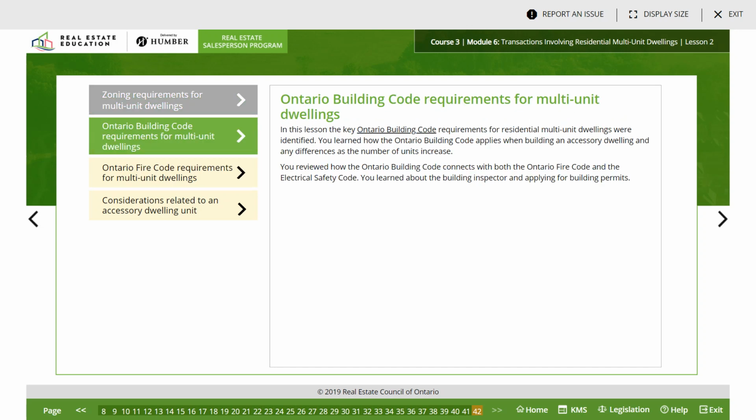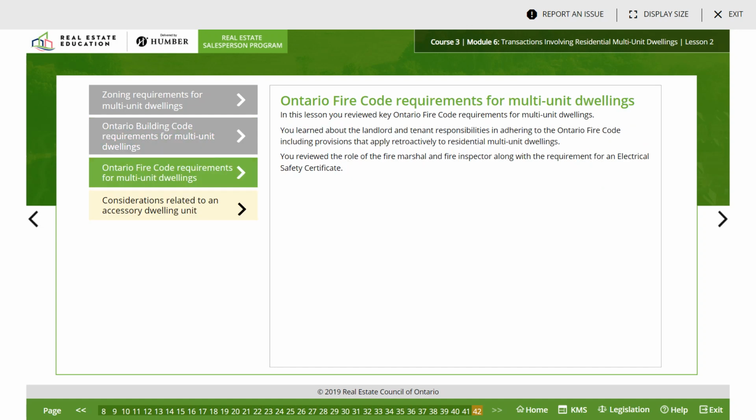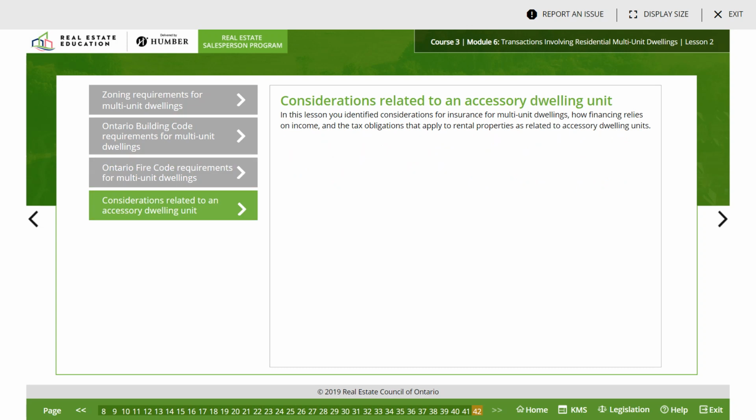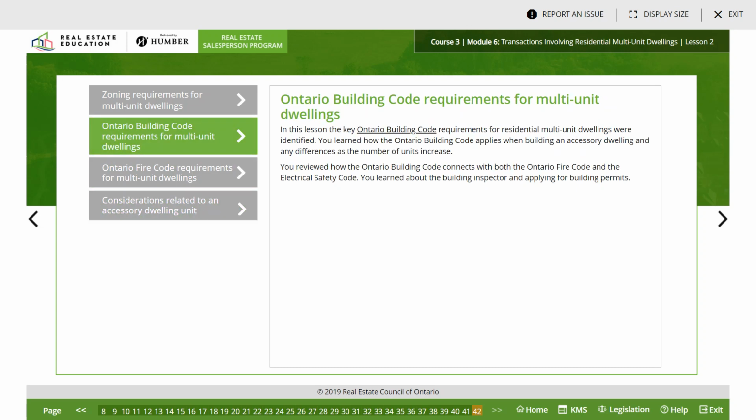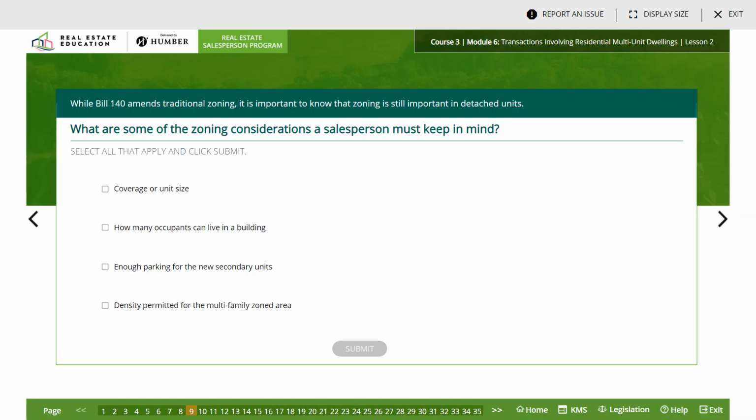The Ontario Building Code requirements for multi-unit dwellings. The key Ontario Building Code requirements for residential multi-unit dwellings were identified. Okay, so basically it doesn't really say what the requirements are, but I do hope you read this lesson. I'm gonna go back and see if I can find some good stuff. Okay, so requirements for a building, Ontario Building Code requirements. Let's see if we can find it in this lesson here.